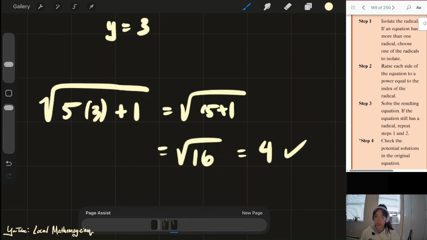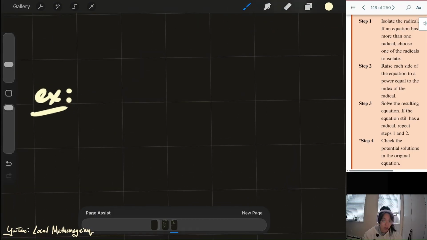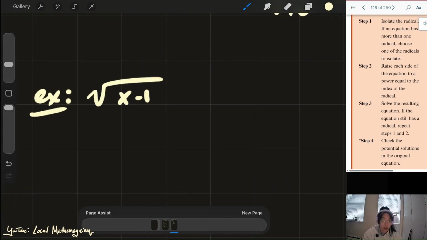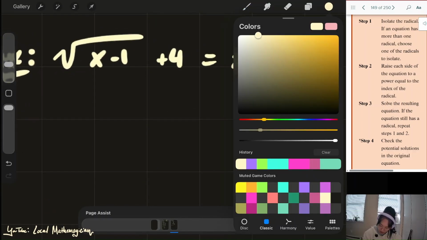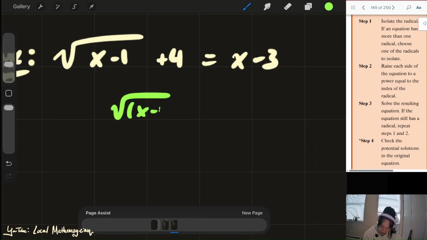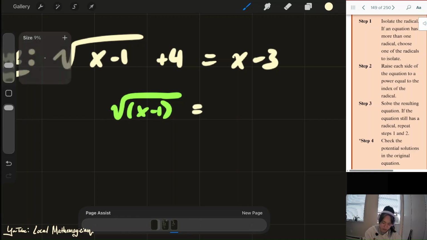Okay, this one is not in the book, but it's important, and I'll show you guys why in a second. Ready? Let's say I want you guys to solve root x minus 1 plus 4 is equal to x minus 3. Step 1, isolate the radical. Okay, so we're going to subtract 4 on both sides, and that leaves us with root x minus 1. I'm going to highlight the radical so we don't lose it. If we subtract 4 on both sides, that gives us x minus 7. Okay, again, secret index, it's 2.